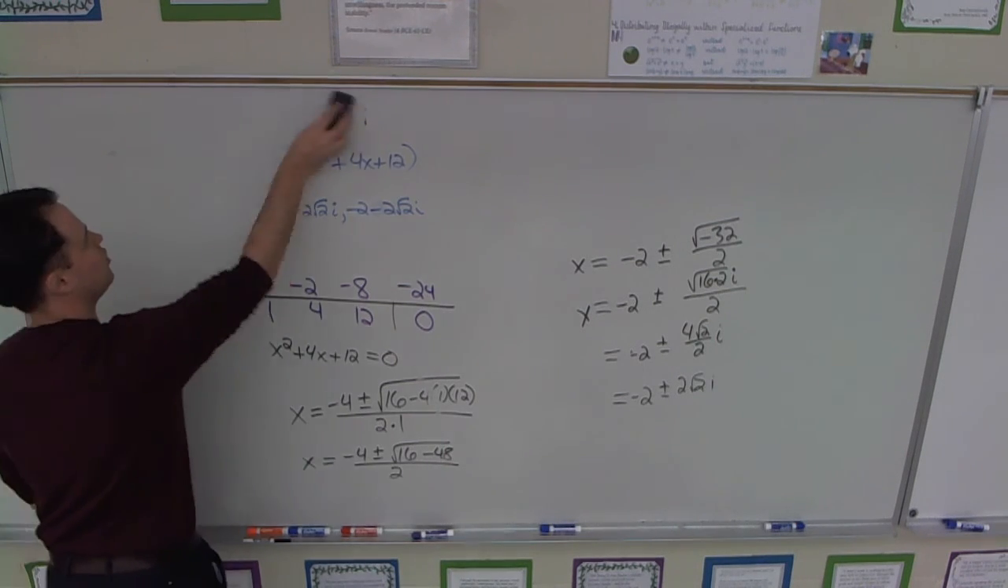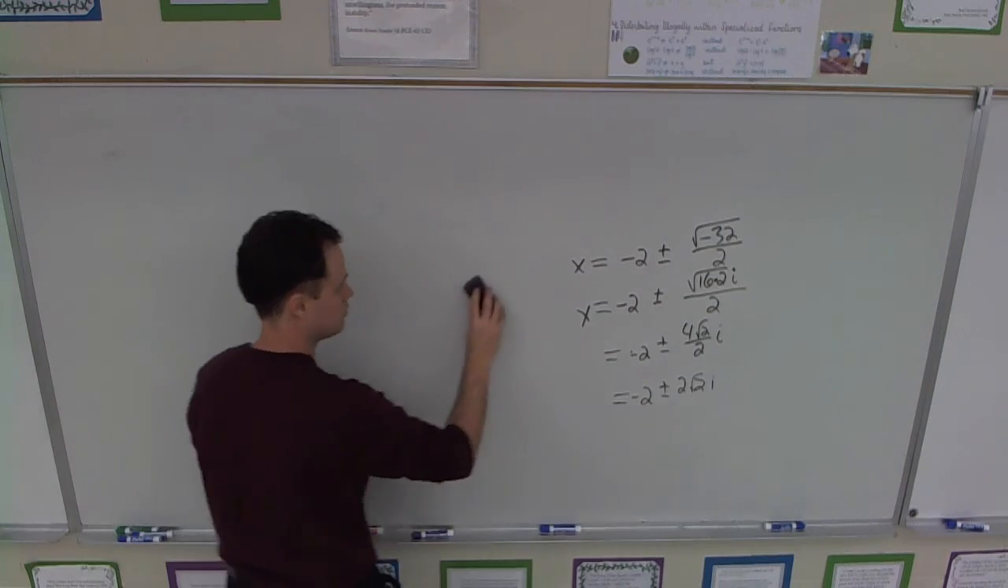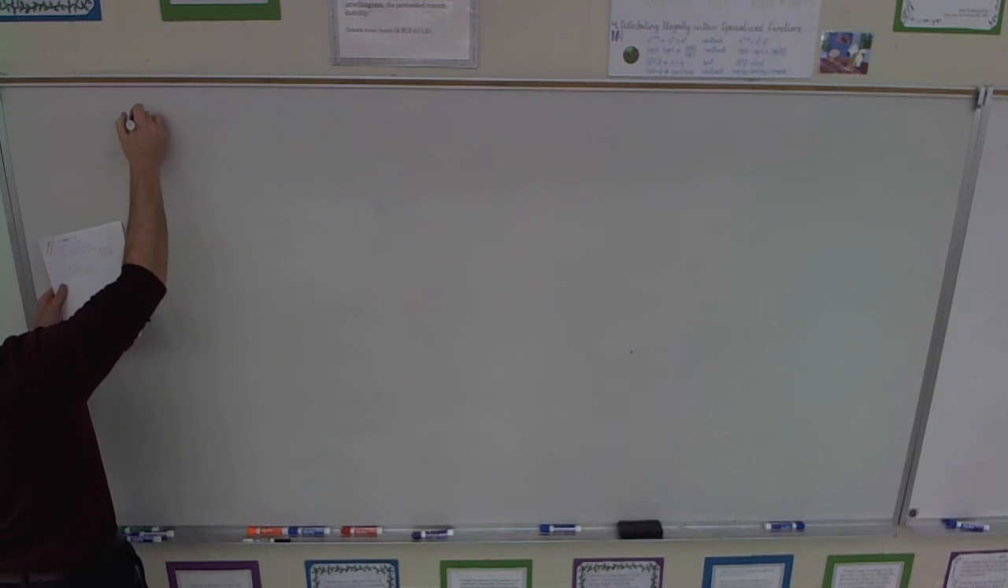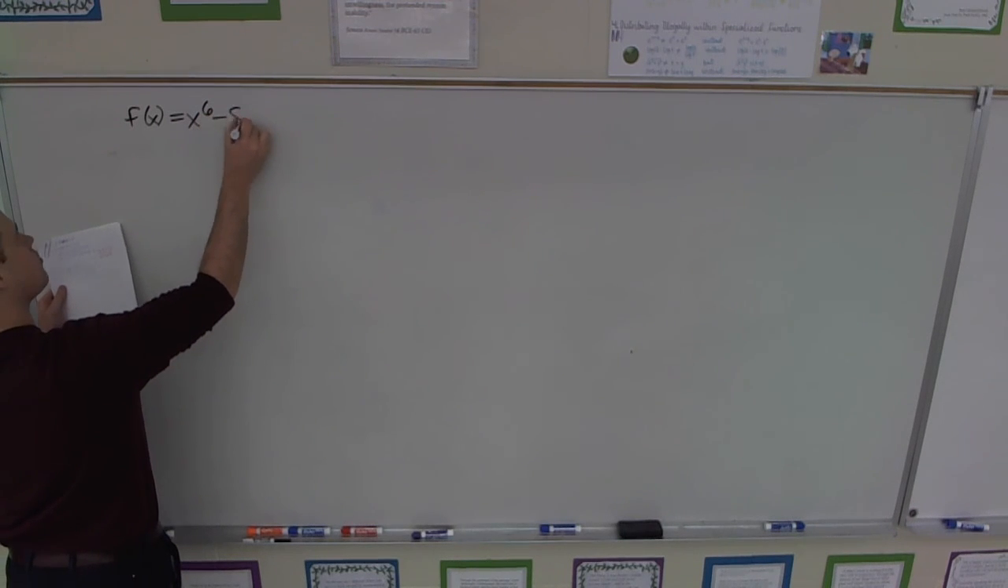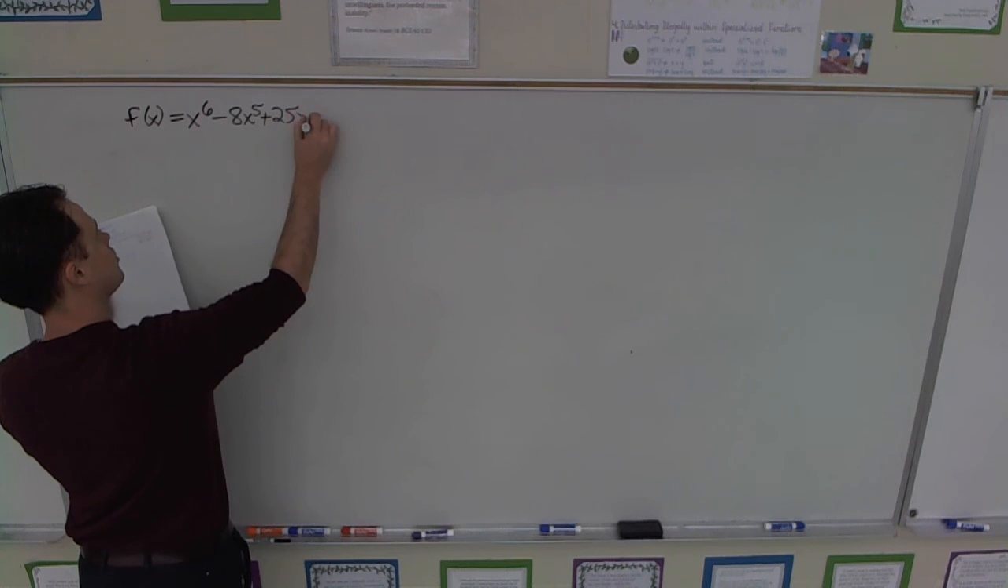So one more polynomial function. I thought this one we might investigate would have a little bit more variety. So I cooked one up that was 6th degree. So let's look at f of x equals x to the 6th power minus 8x to the 5th power, and so forth.